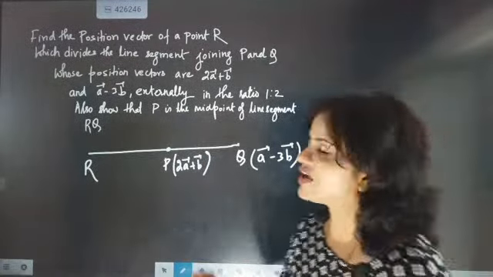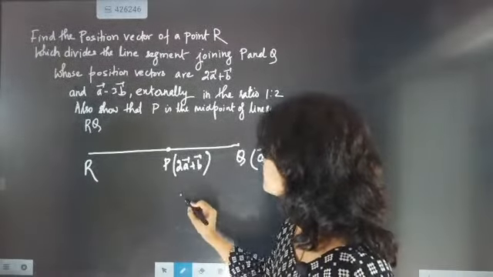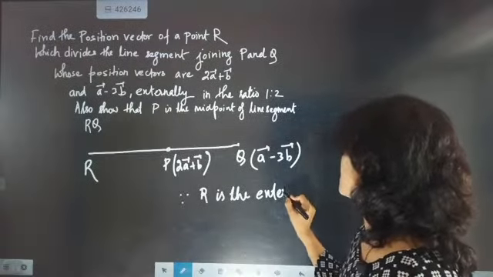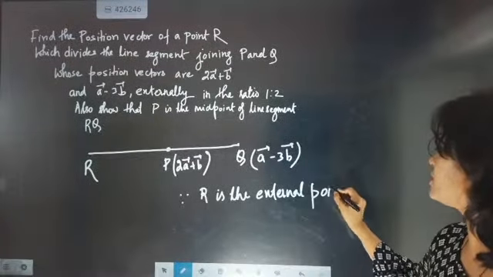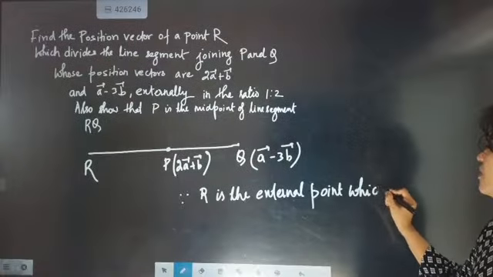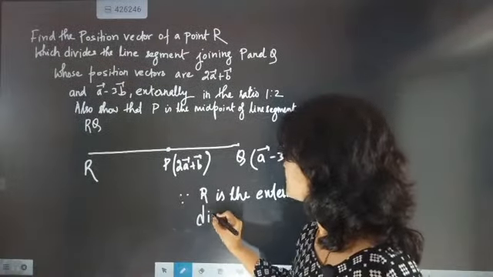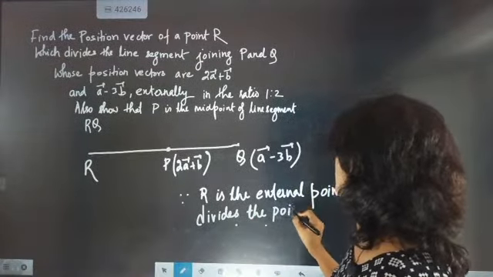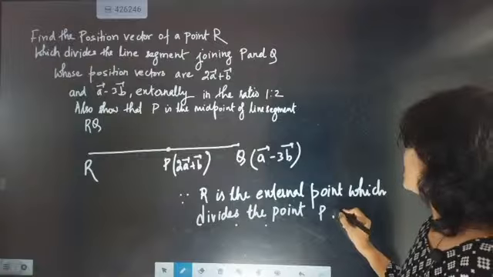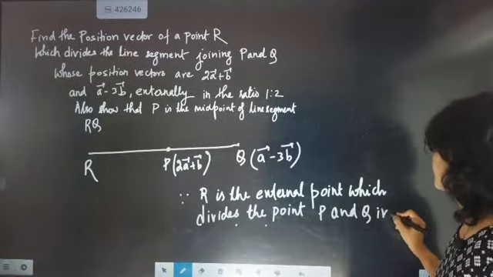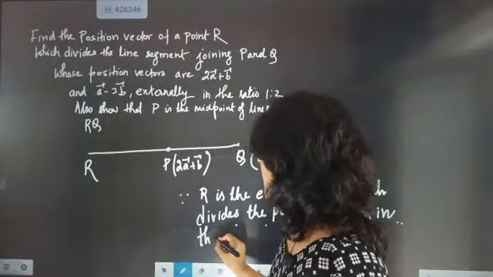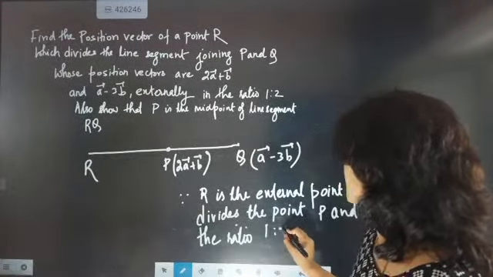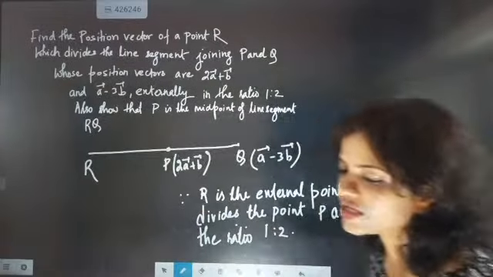So since R is the external point which divides the points P and Q in the ratio 1:2. It is dividing it into the ratio 1:2.